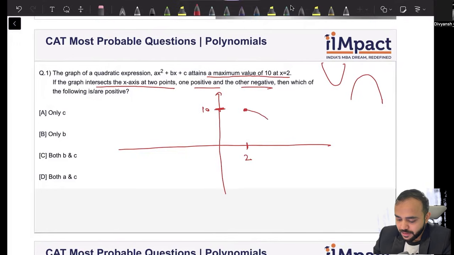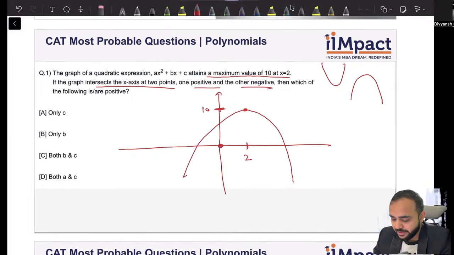Now the graph is intersecting the x-axis at 2 points, one positive and the other negative. So the positive one is definitely going to be on this side. The negative one will have to cross the y-axis somewhere here between 0 and 10, and then intersect the x-axis on the negative side, which basically means that there is one negative root and one positive root. So C, which is your intercept, is going to be positive, which means that the answer cannot be D. A is negative, A is not positive. Only B is also not true.